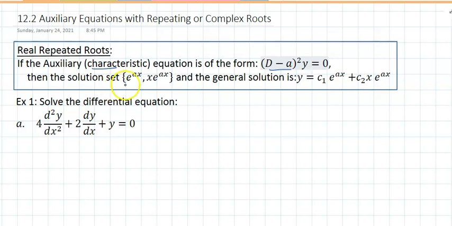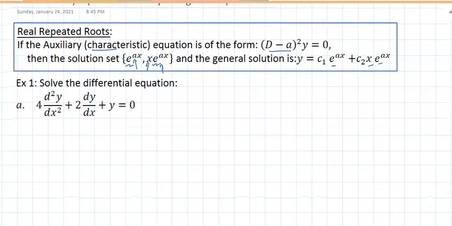Then our solution set is e to the ax, and we multiply the second by x, always, otherwise it's the same form. Since any multiple of this will do, you can't just have e to the ax twice, those will be identical. And the general solution is given by y equals some multiple of the first plus some multiple of the second times x.